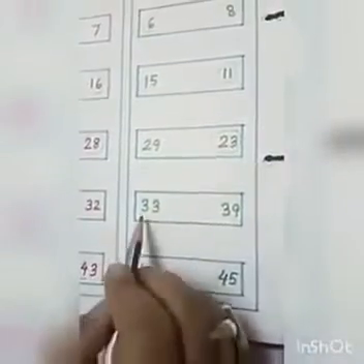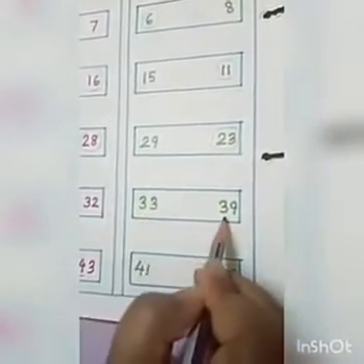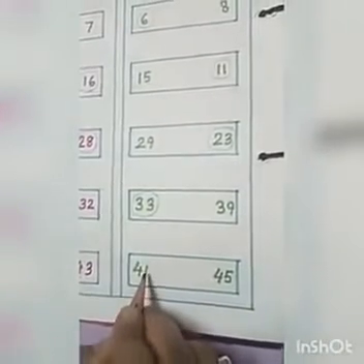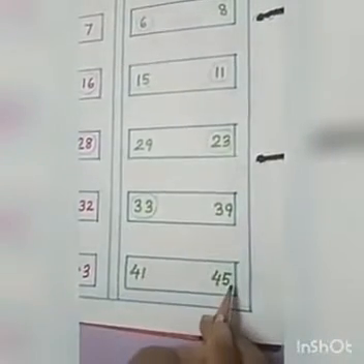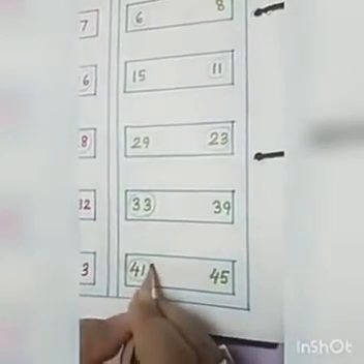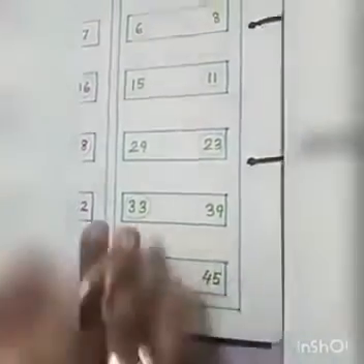Next one 33 and 39. So here 33 is smaller than 39. And the last one 41 and 45. So here you see 1 is smaller than 5. So this one is smaller. Okay.